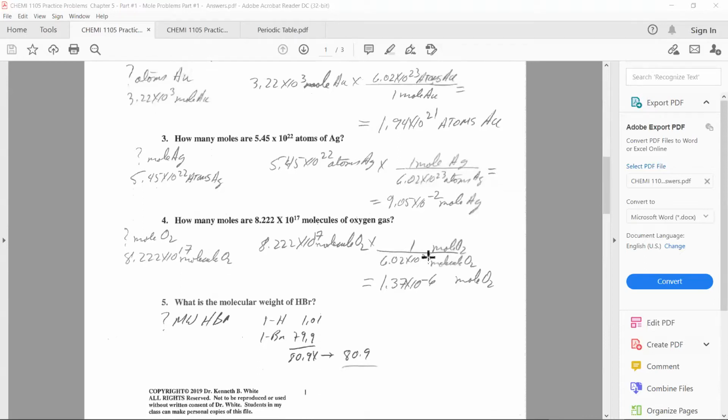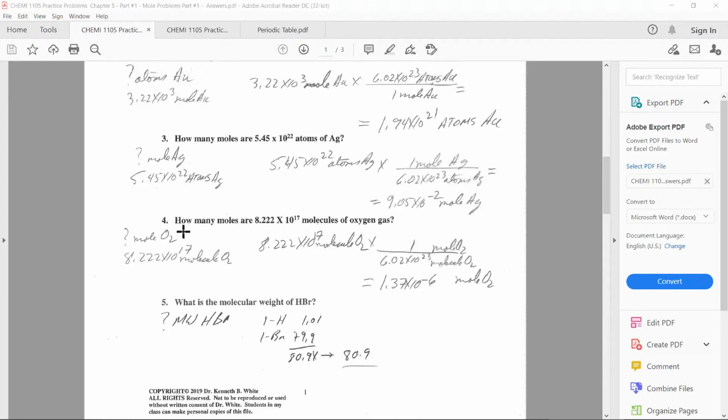Now, let's look at number 4. Numbers 2 and 3 are similar, except they're elements, but I like molecules better. That's just my preference today. How many moles are 8.222 times 10 to the 17th molecules of oxygen gas? Oxygen gas, O2. So we're trying to find moles of O2. We're given molecules of O2. The only thing we have to start with is this number.